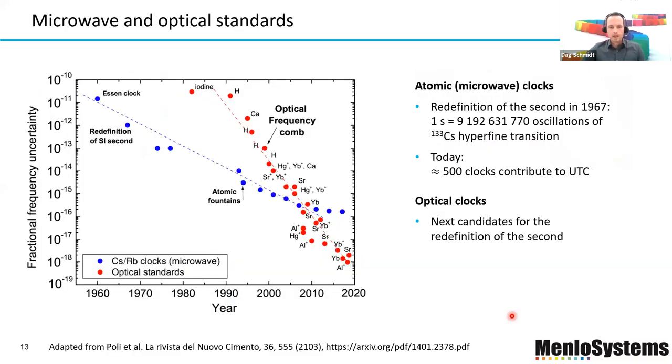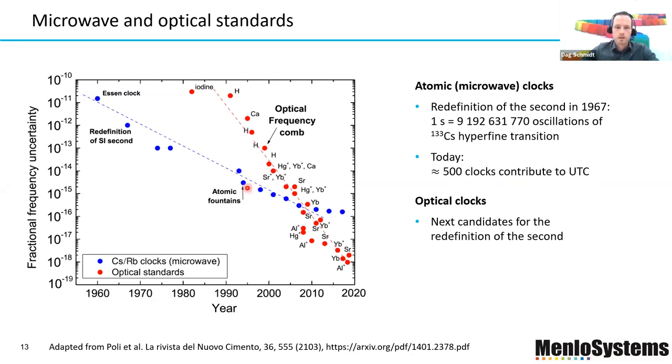Okay, and here's a comparison of microwave and optical standards. In 1967, there was the redefinition of the second. It was defined as this number of oscillations of the cesium hyperfine transition. And still today, this is the definition of a second. Today, around the world, there are more or less 500 clocks which contribute to the coordinated universal time.